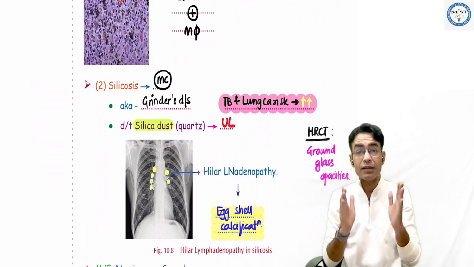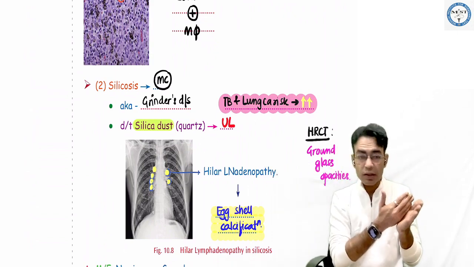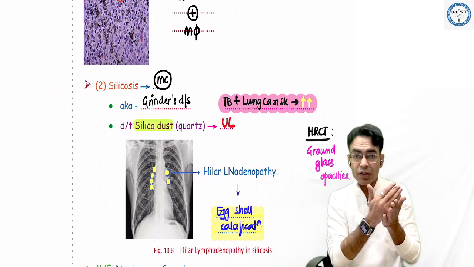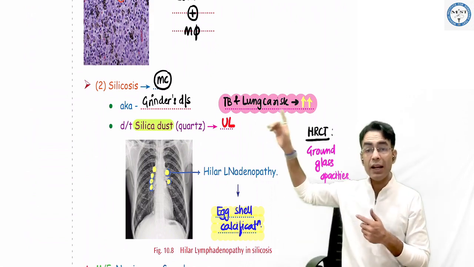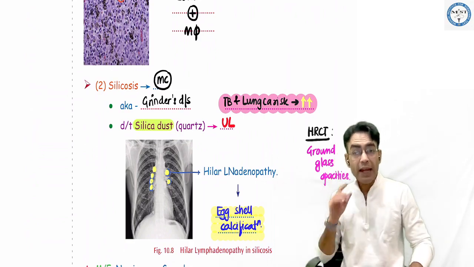तो सब कुछ याद रखना जरूरी है. Most common is silicosis. On HRCT, eggshell calcification, ground glass opacities. On X-ray, eggshell calcification, and TB and lung cancer risk is maximum.